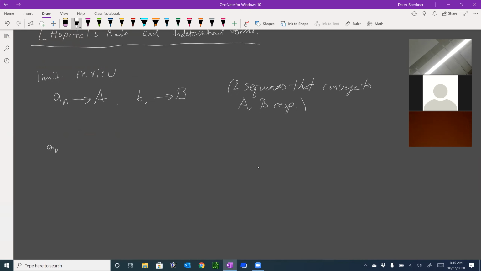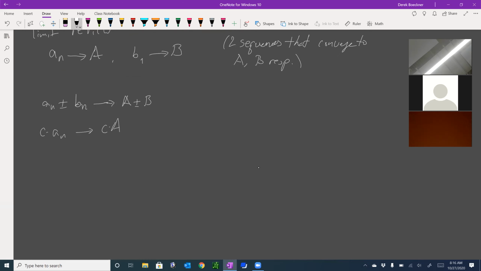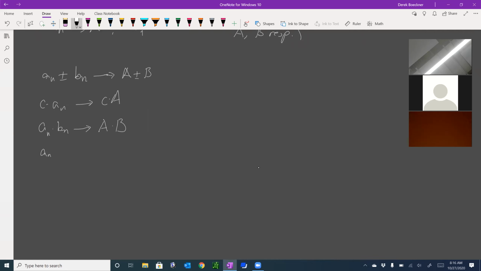Then A sub n plus or minus B sub n is going to converge to A plus or minus B, right? If I have a plus, I add them together. If I have a minus, I subtract them. If I take a constant times A sub n, that's going to converge to the constant times A. If I have A sub n times B sub n, that's going to converge to A times B. A sub n over B sub n is going to converge to A over B, as long as B doesn't equal 0, right?